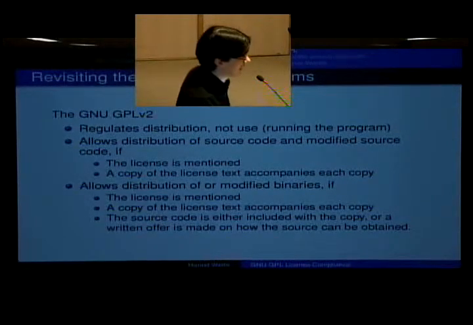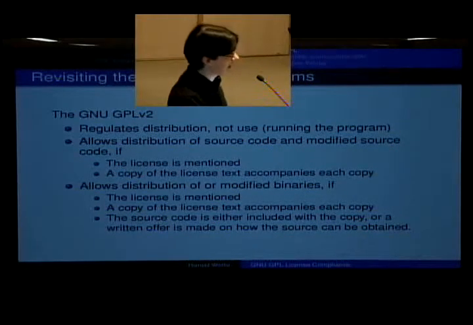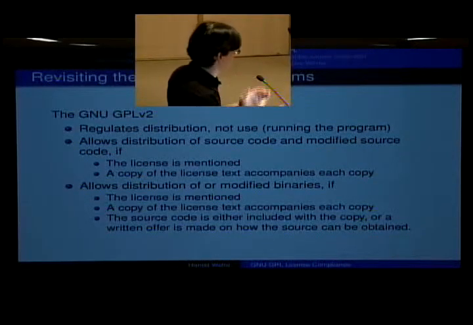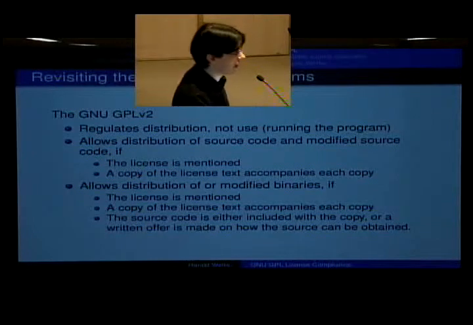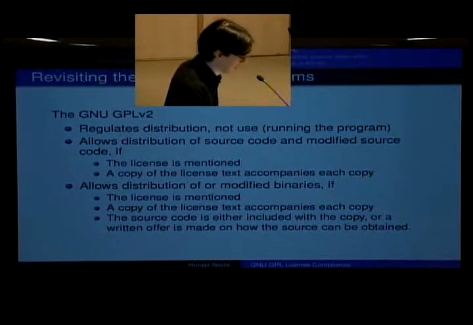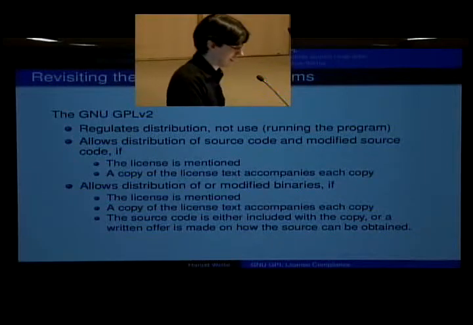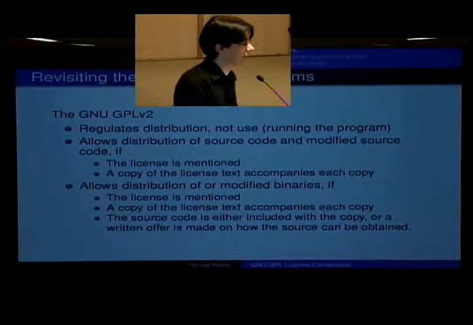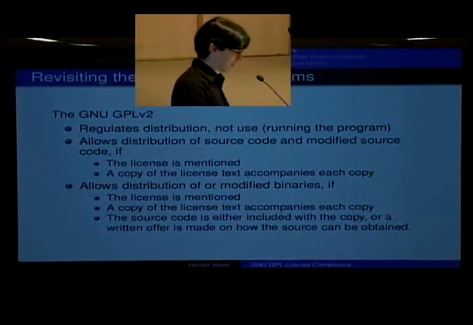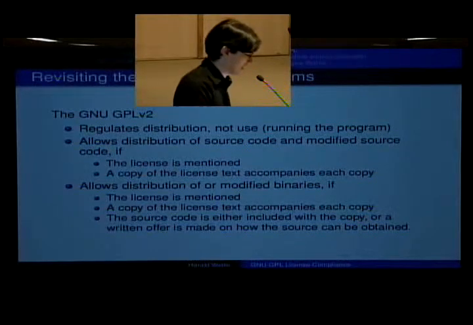The GNU General Public License version 2 regulates distribution of software. Distribution can mean a copy on CD-ROM or distribution over the internet and so on. And it has fundamentally three conditions when you pass the software along. The license itself has to be mentioned, and a copy of the license text has to be passed along.